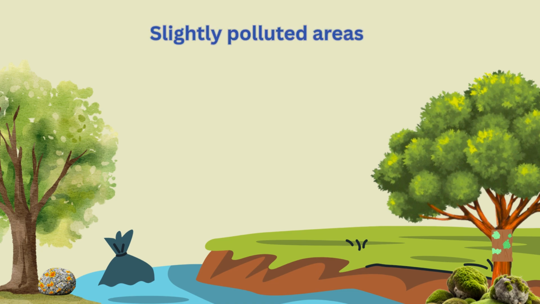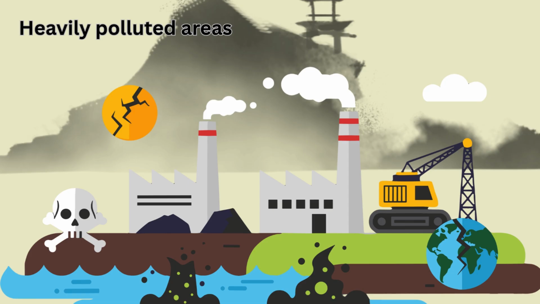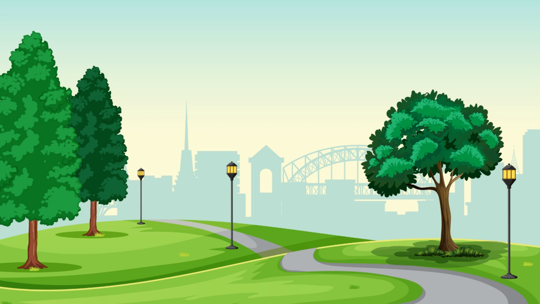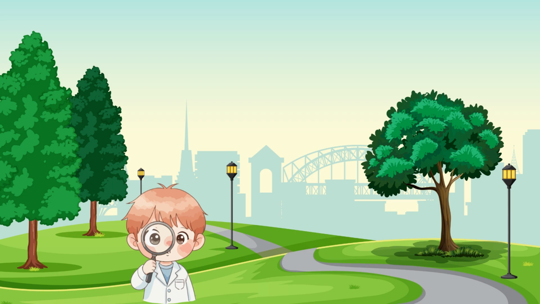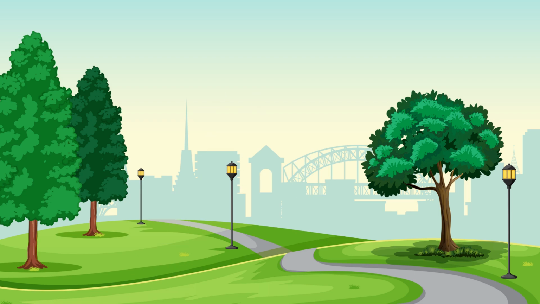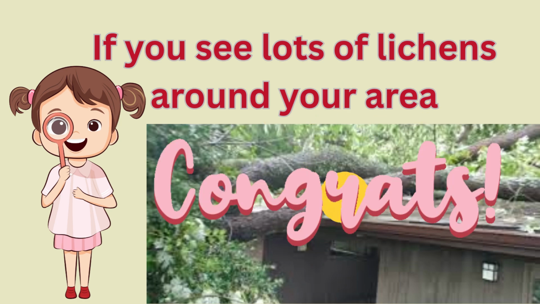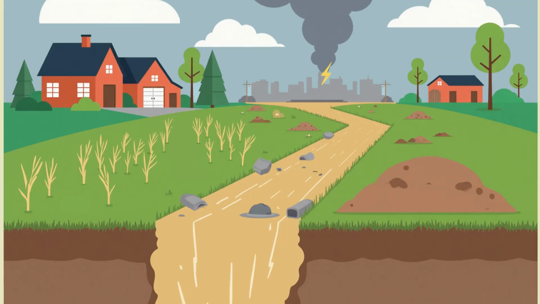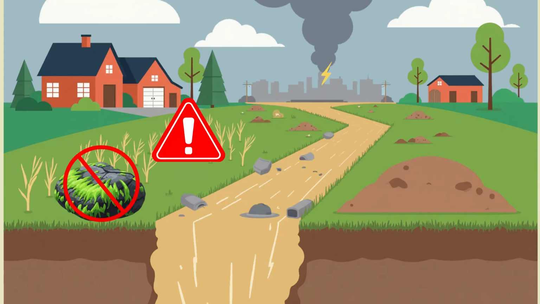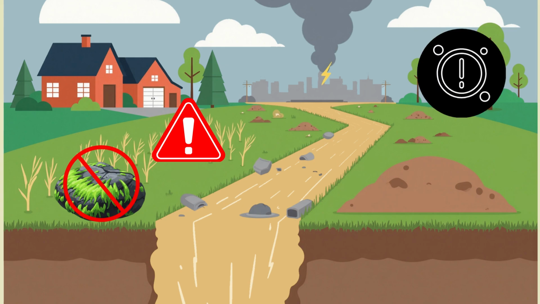In slightly polluted areas, you will see fewer lichens and they look less healthy. But in heavily polluted areas, like near factories or busy highways, guess what? There are no lichens at all. They have completely disappeared. So scientists use these simple observations to assess air pollution levels. If you see lots of lichens around your area, congratulations, your air is relatively clean. If you can't find any lichens, then it's a warning sign that your air quality needs attention.